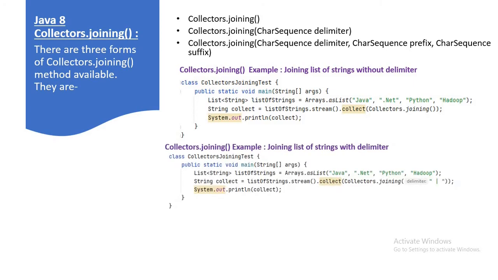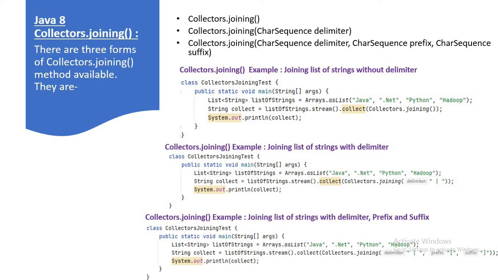The next one is joining the list of strings with a delimiter. The approach is the same, we just need to pass one argument called delimiter. That can be a pipe or a comma or whatever it may be. It will join the list of strings with the delimiter. And the last one is joining the list of strings with delimiter, prefix and suffix. So you can see here I passed three arguments: the delimiter, the prefix and the suffix. The output comes as a joining of strings with delimiter, prefix and suffix.